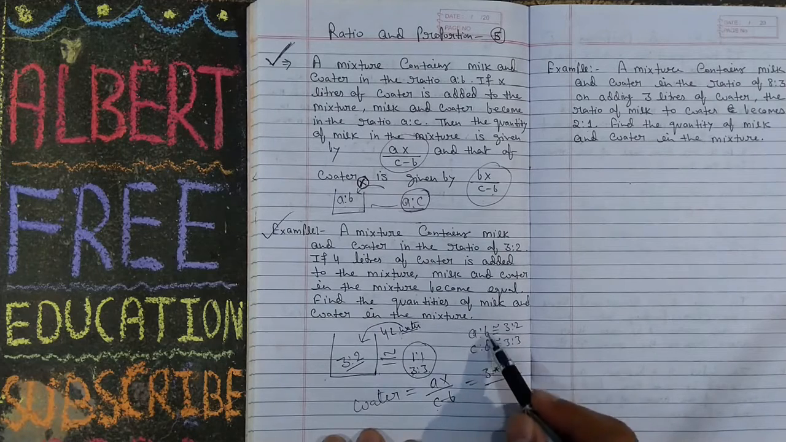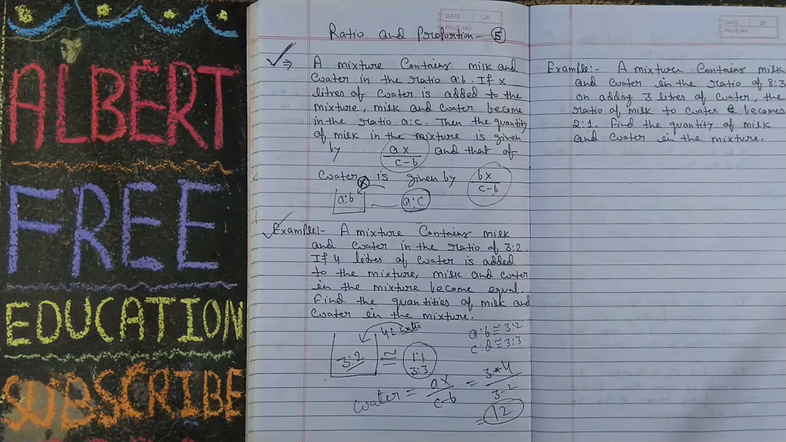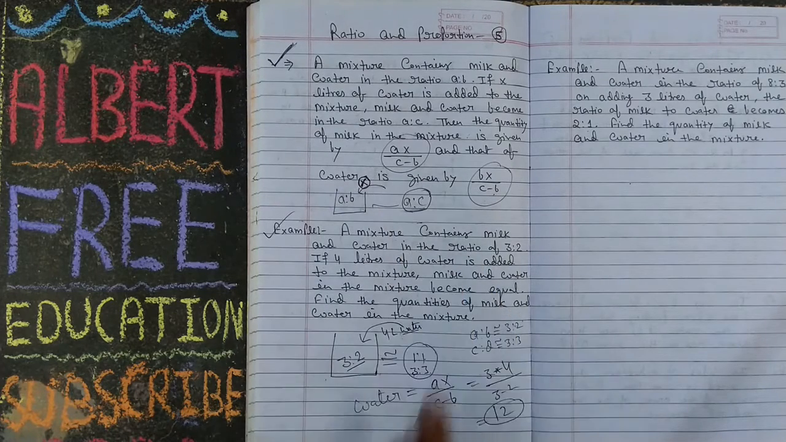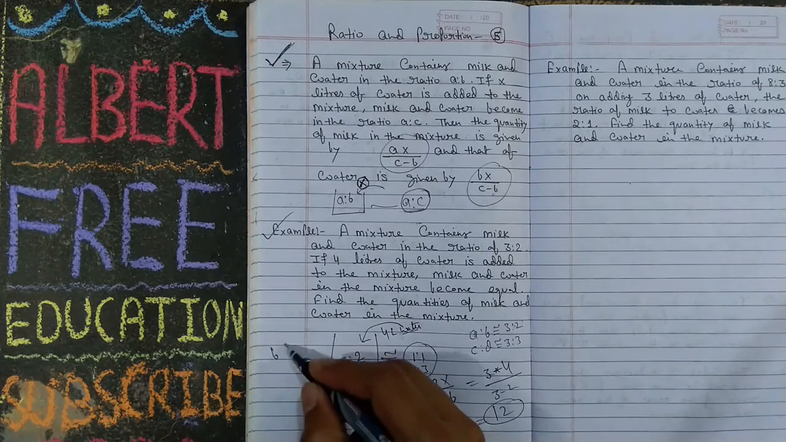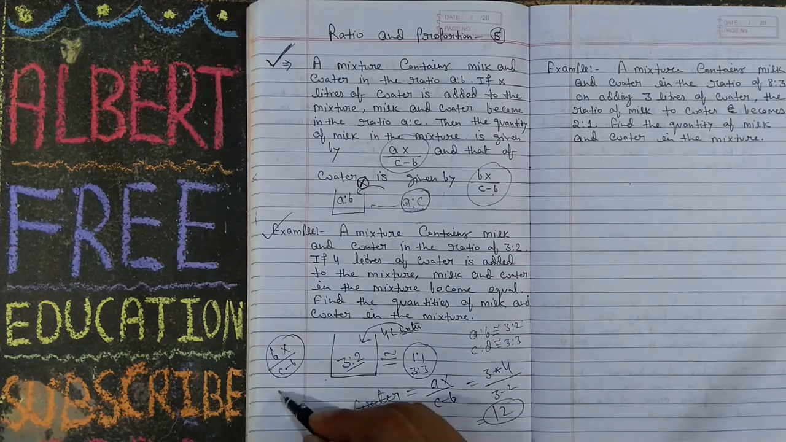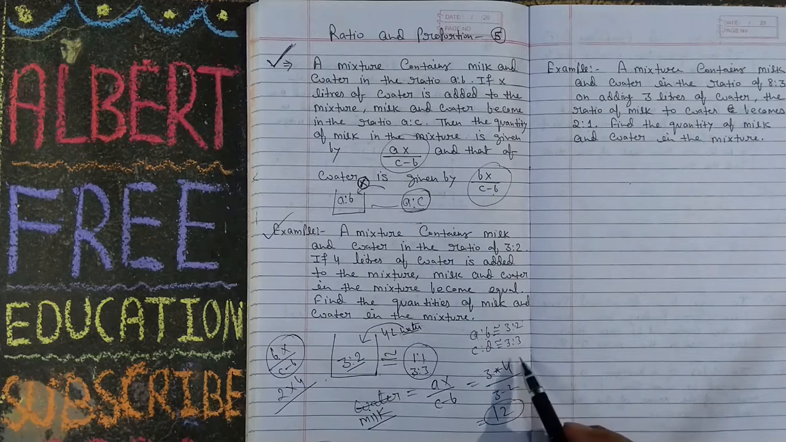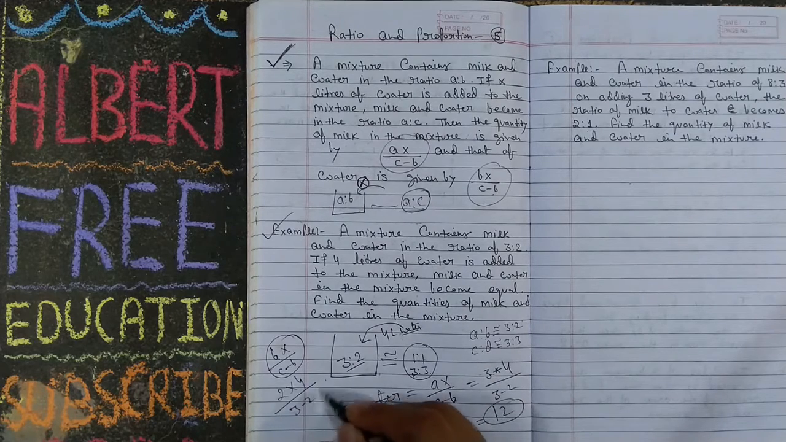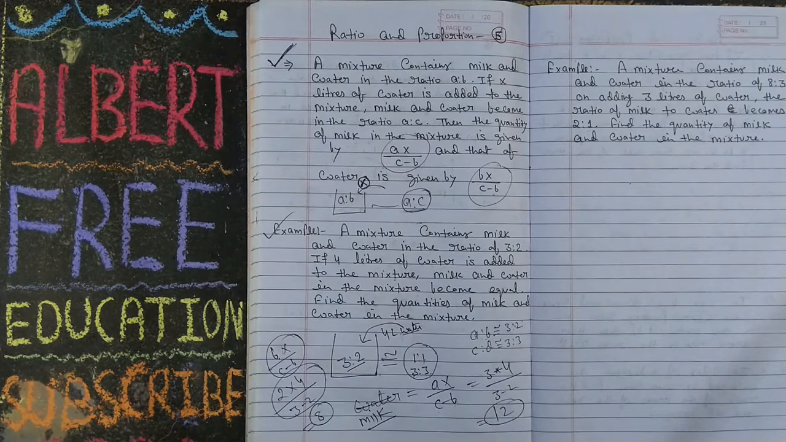C minus B means 3 minus 2, which is equal to 1. 4 times 3 is 12, so 12 liters. The strength of this AX upon C minus B, this is milk. The strength of milk is 12 liters, and similarly you can find the strength of water. So what is B? B is 2, into 4 upon C minus B. C minus B is 3 minus 2, equal to 1. 4 times 2 is 8. So in the new mixture you have 8 liters of water and 12 liters of milk.